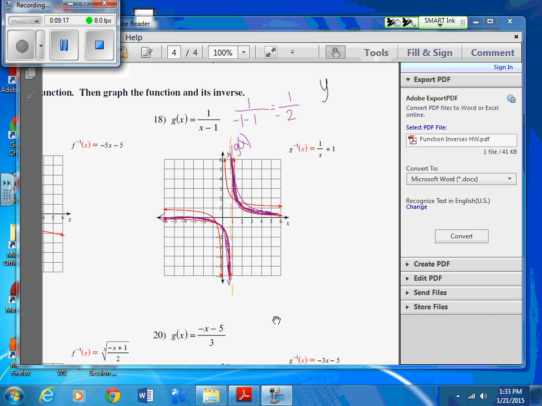If we go ahead and solve for our inverse function, we do it the same way that we've been doing it. We switch our x and our y. And we need to solve for y. You need to get y out of the denominator. So multiply both sides by y minus 1. So now we've got x times y minus 1 equals 1. Just like before, don't distribute. Just divide both sides by x. And then add 1. Alright, so this is your inverse function.